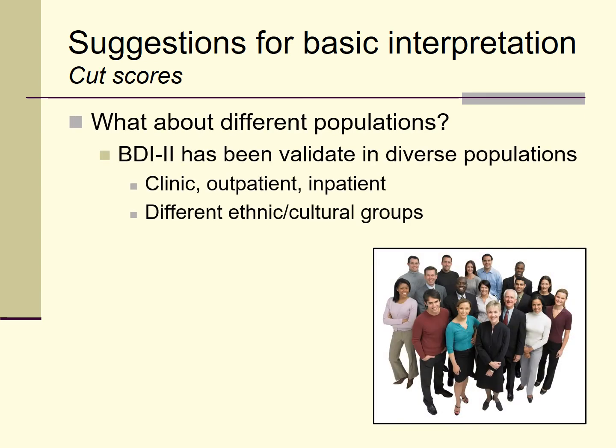You might ask, well, what about different populations? I guess I used the word population already. I referred to adolescent outpatients or psychiatric inpatients. Those are in some ways different populations. But if we think in a more common sense of population, like different ethnic or cultural populations, you see here on the slide, inpatient, outpatient, clinical, non-clinical. In general, the BDI has been used with a lot of different populations. It's a very well used and well studied instrument, and it seems to be pretty good.